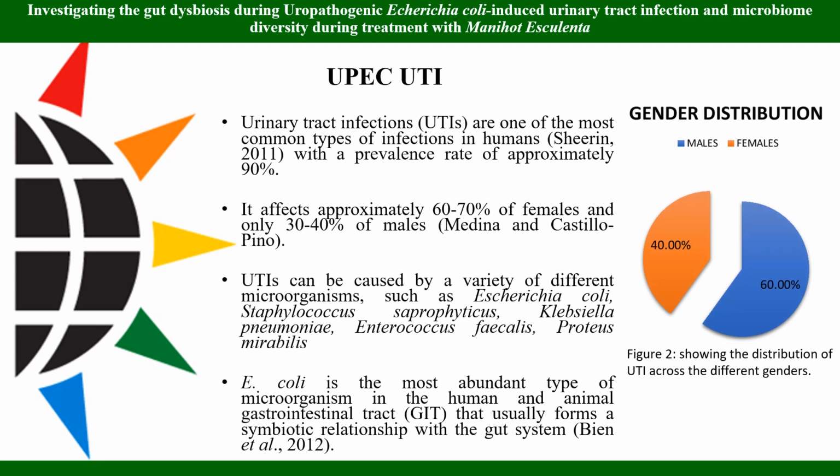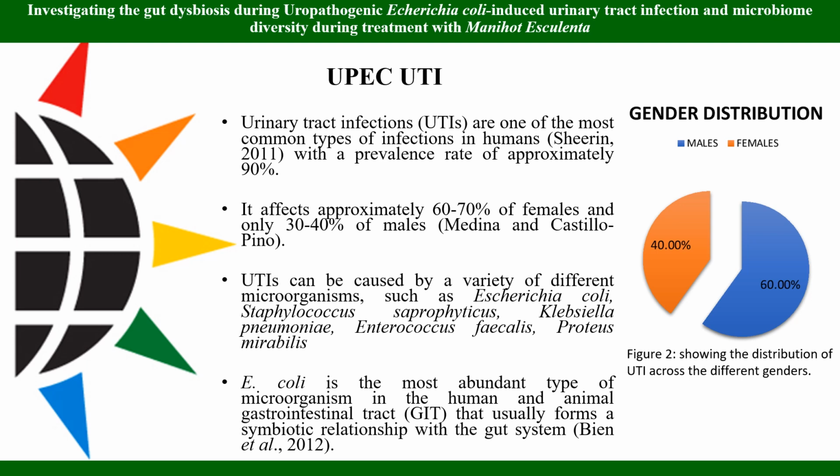So now we come to urinary tract infections or UTIs. These are the most common type of infection in humans with a prevalence rate of approximately 90%, affecting approximately 60% of females and only 40% of males. UTIs can be caused by a variety of microorganisms such as Escherichia coli, Staphylococcus saprophyticus, Klebsiella pneumoniae, Enterococcus fecalis, and Proteus mirabilis.